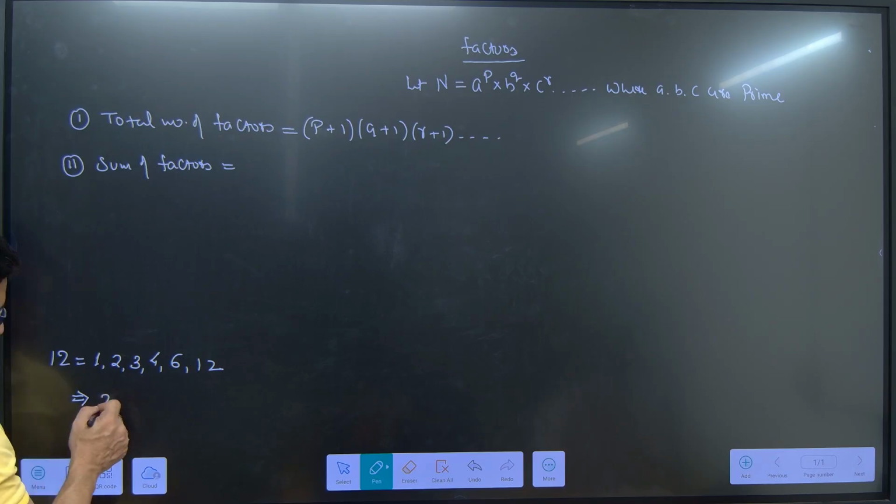28. So if you have a larger number, you cannot do this, right?